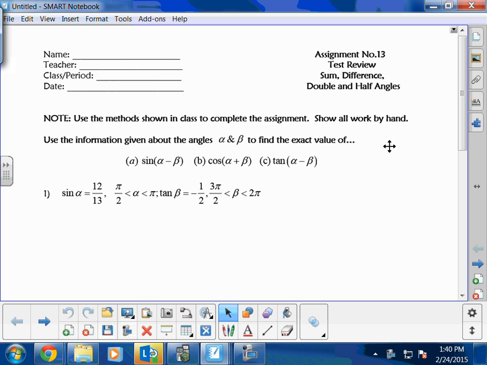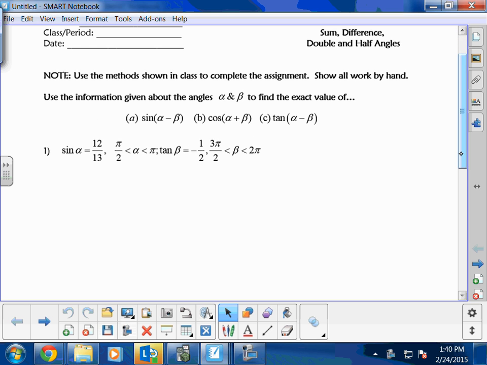Now, yesterday I put up a video that was assignment number 11, and the page said 12, but it's still a good video review as far as how to do half angles and double angles. Now, this one combines them all. You have some difference in double angles. So let's go ahead and get started.